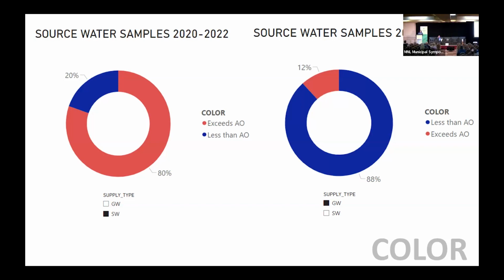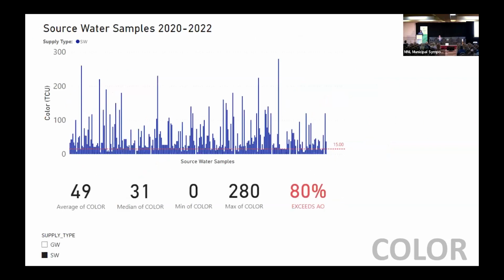The red band there is showing the percentage of water samples that exceeded the aesthetic objective in a 3-year span for water samples taken from the source water, so right from your pond, lake, or river. It's showing there about 80% of the samples taken within that 3-year span exceeded the aesthetic objective for color. Whereas for groundwater, we can see that the red band is quite small. Only 12% of those samples taken from groundwater systems exceeded the color guideline.